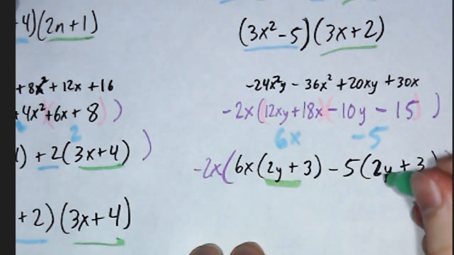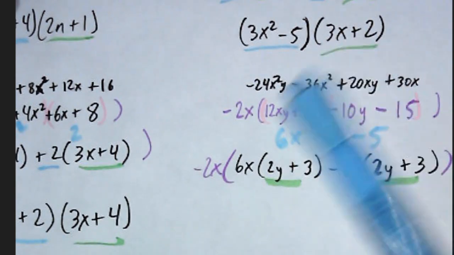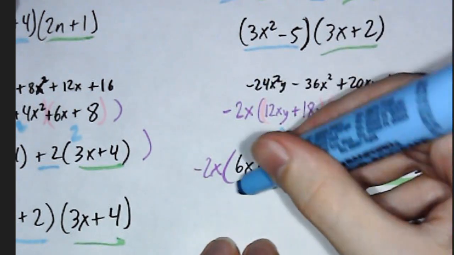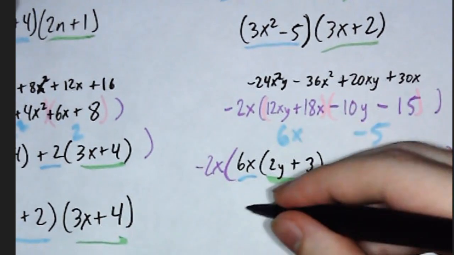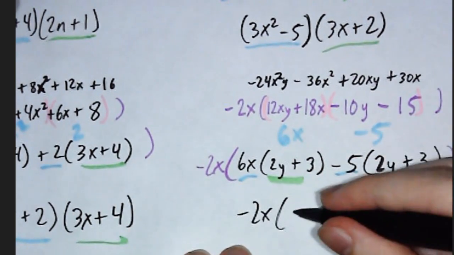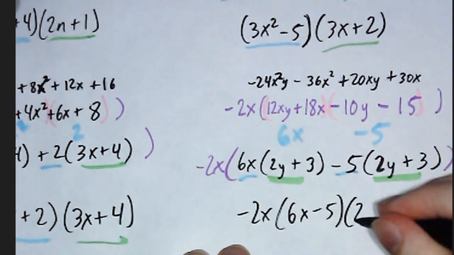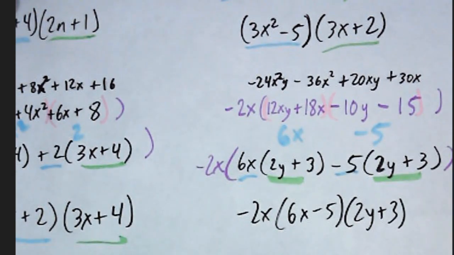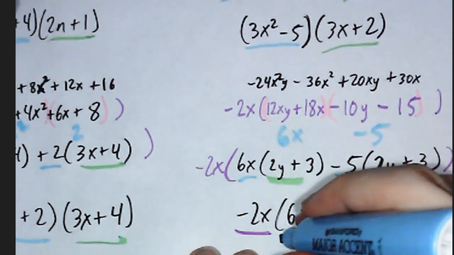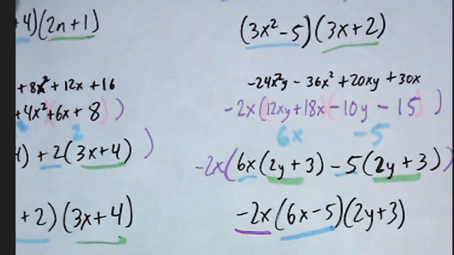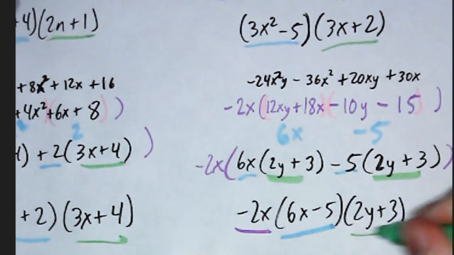So we have our undistributed parentheses, our two GCFs. And our final answer is negative 2x times 6x minus 5 times 2y plus 3. Because our overall GCF is negative 2x, our GCFs from both of our groups are 6x minus 5, and our undistributed parentheses are 2y plus 3.